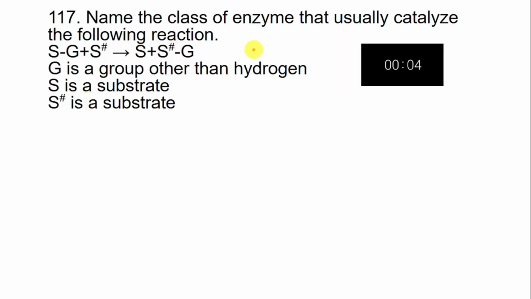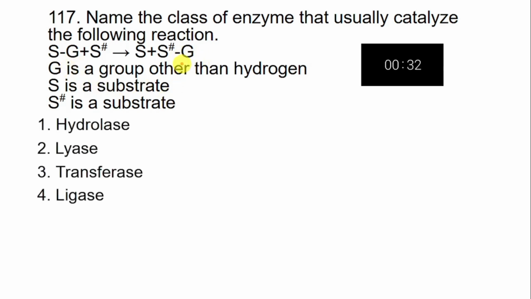Name the class of enzyme that usually catalyzes the following reaction. What you can see here is you have SG, connected, and there is another molecule S hash, and after the reaction you have S plus S hash and G. So basically G is now covalently bonded to S hash. The transfer is occurring here. So the enzyme will be transferase, option 3.